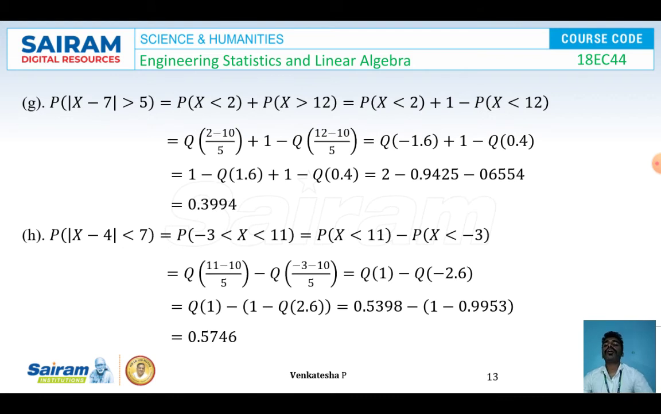Next one, P of |X − 7| greater than 5. So it will be equal to what? P of X less than 2 plus P of X greater than 12. P of X less than 2 I'm keeping as it is, and converting P of X greater than 12 as 1 minus P of X less than 12.